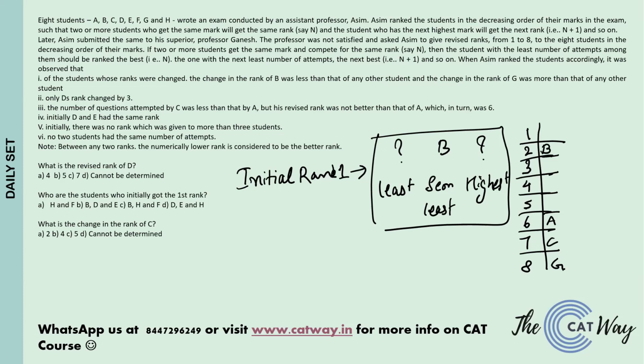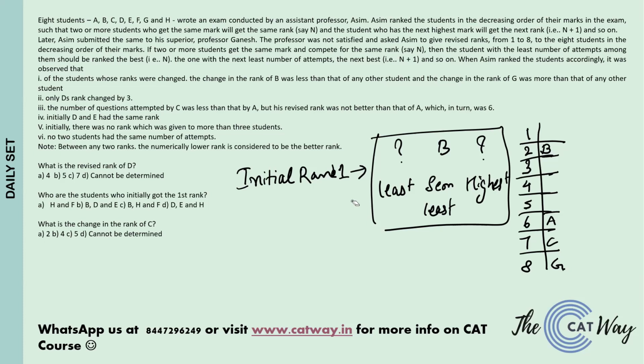Now, if some of you are wondering why they have been given rank 1: if B had not got an initial rank of 1, let's say he would have got an initial rank of 2. Then again, in the first rank there would have been two people, and for one person there would have been a change of 1 rank. That is not possible.